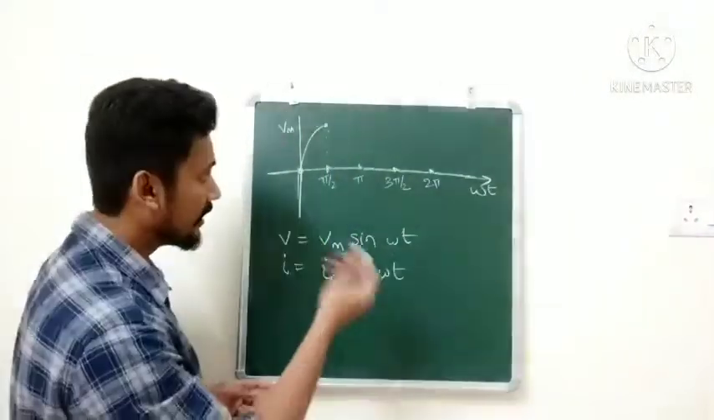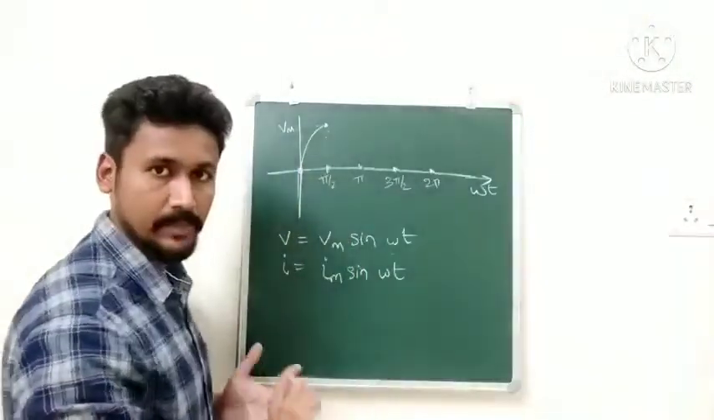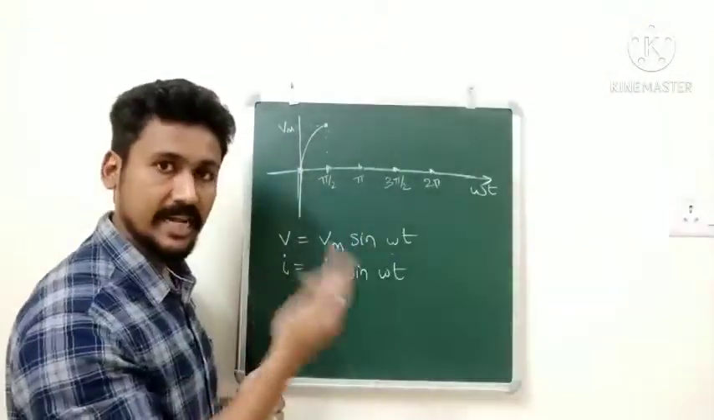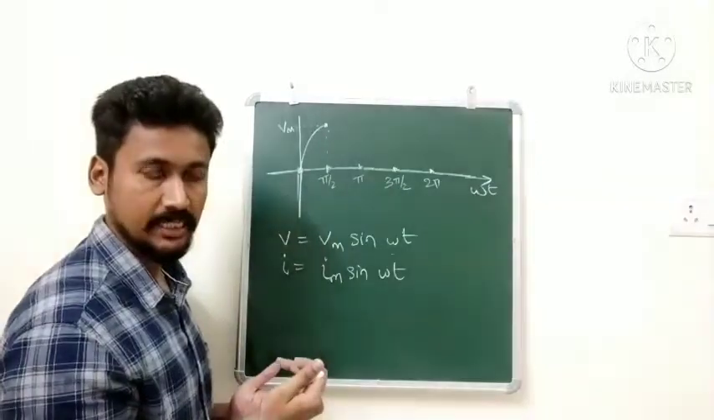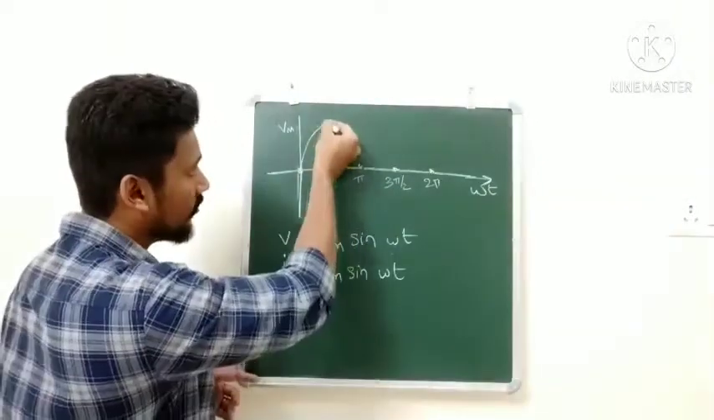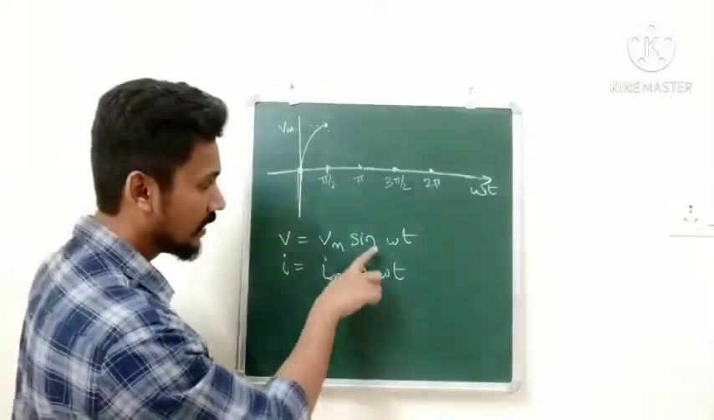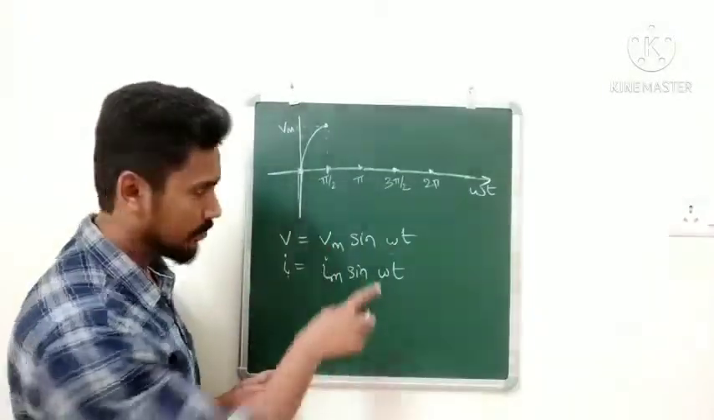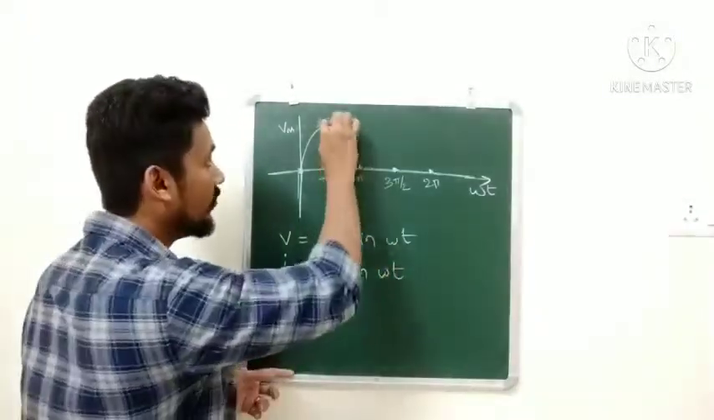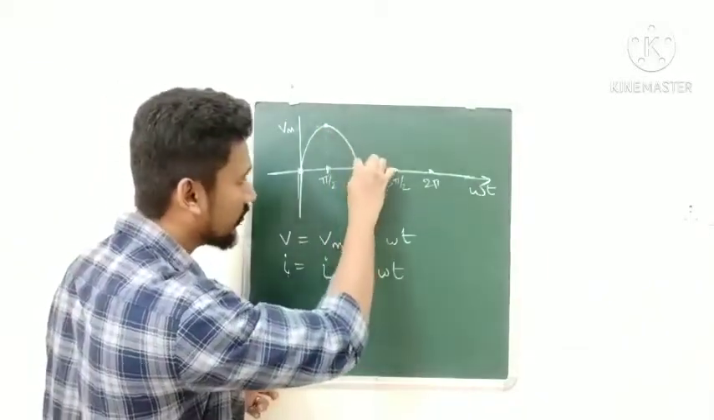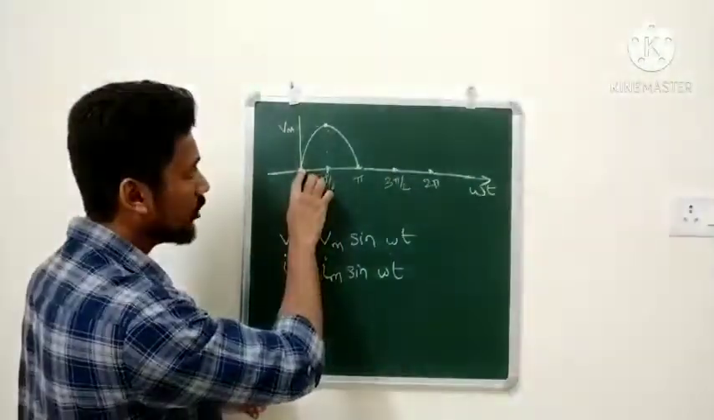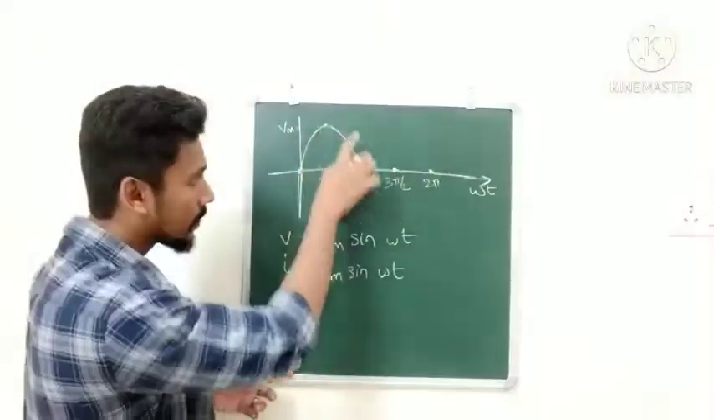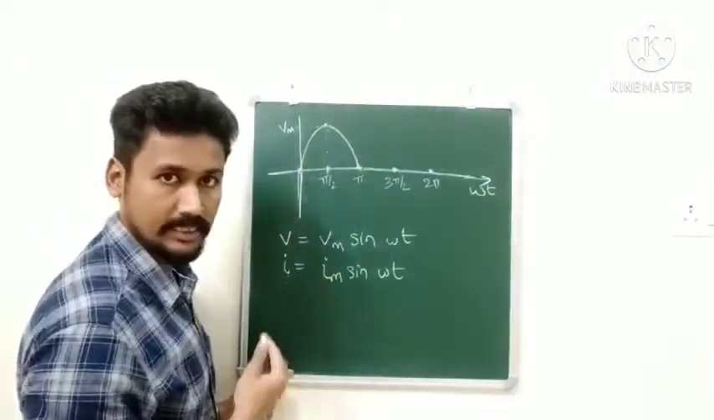Getting the idea? Then after it reaches maximum, we know the sine value. After sine 90, the value of sine will go on decreasing. Correct? So the value of V will also go on decreasing. When omega t becomes pi, V will become 0. Why? Because sine of pi is 0. So the graph will curve like this. So from 0 we started, we went to maximum Vm. At pi, we again came back to 0.